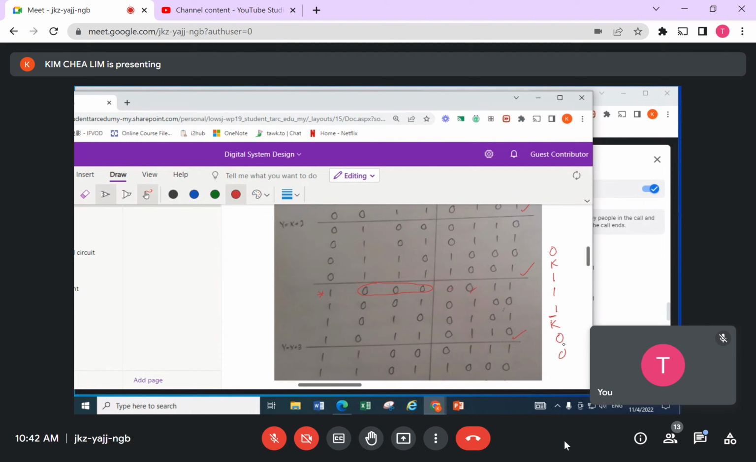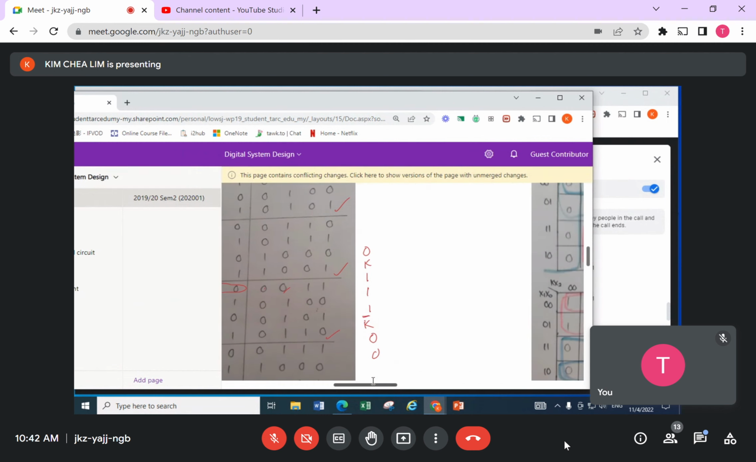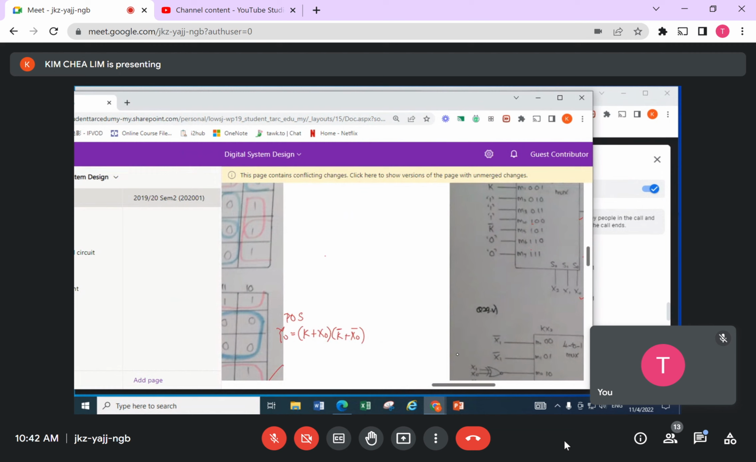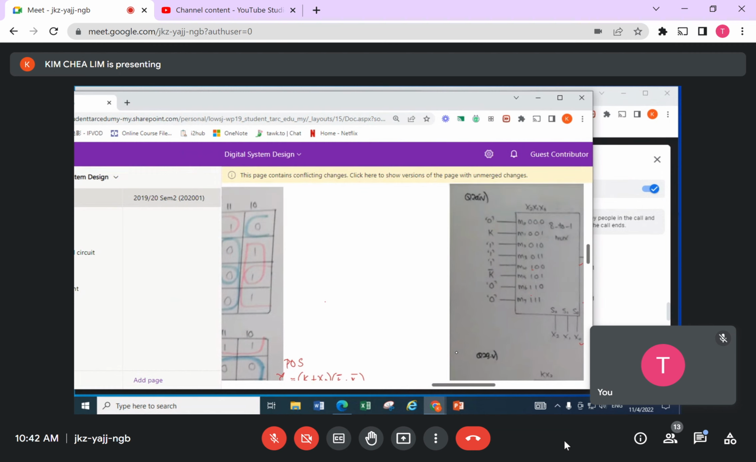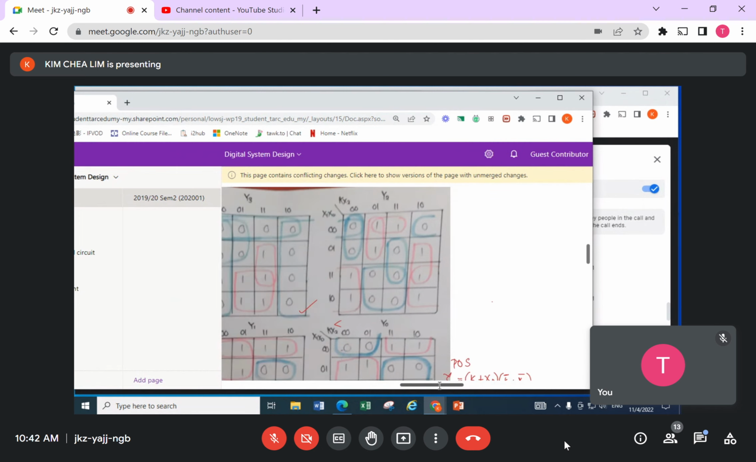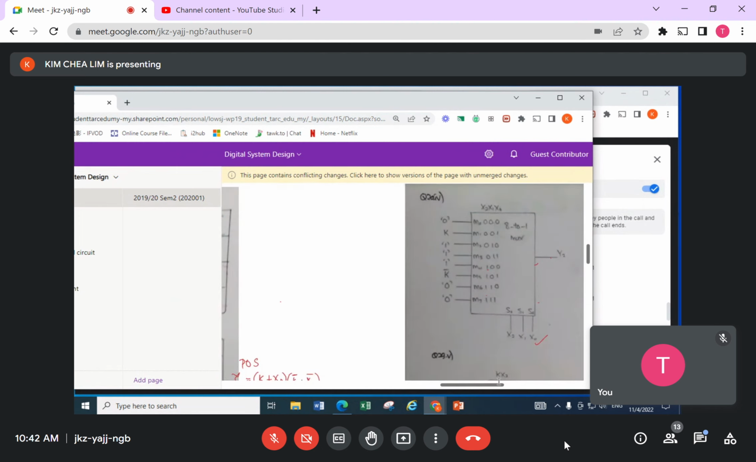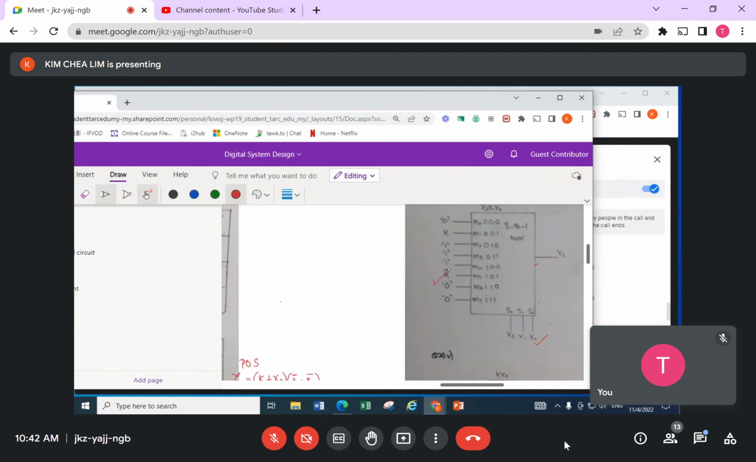So if your answer is different from mine, I just double check and do it again, to make sure the answer is correct. So confirm that the answer here now is correct. Where is it? 0, K, 1, 1, 1, K bar, 0, 0. Yeah, correct. And this is for Y2.